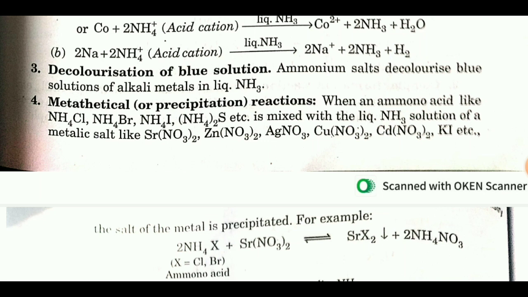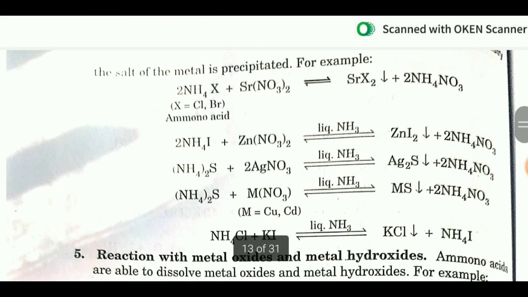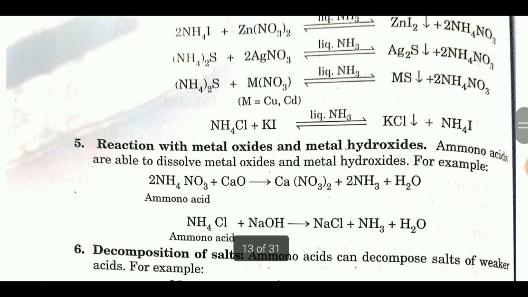When an amino acid like NH4Cl, NH4Br, NH4I, or (NH4)2S, etc., is mixed with the liquid ammonia solution of a metallic salt like Sr(NO3)2, Zn(NO3)2, AgNO3, Cu(NO3)2, Cd(NO3)2, KI, etc., the salt of the metal is precipitated.